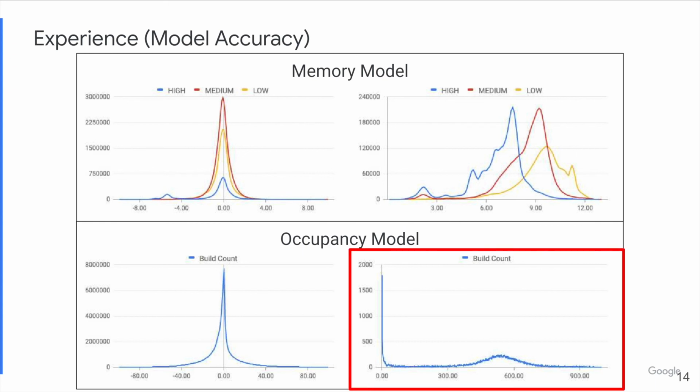Finally, in this graph, the x-axis is the actual occupancy usage, and the y-axis is the build count. We can see that there's a small bump at around 500 occupancy, which is expected because we have a 500 occupancy cutoff for all the builds. There's also a spike at 0. This is because the majority of our builds hit the action cache, which doesn't use any executors. So these builds have a 0 occupancy usage.